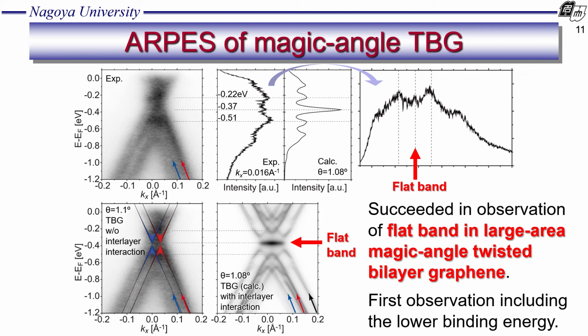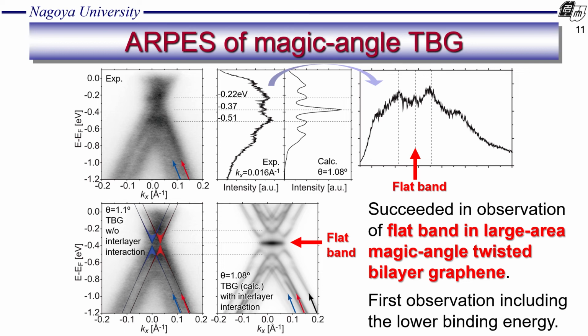The intensity profile of Kx equals 0.016 angstrom inverse is shown on the immediate right. Interestingly, the intensities at -0.22, -0.37, and -0.51 electron volts were stronger, as shown by broken lines. The calculated band structure of 1.1 degree twisted bilayer graphene without the interlayer interaction is shown at the left bottom figure. This is consistent with the experimental result.